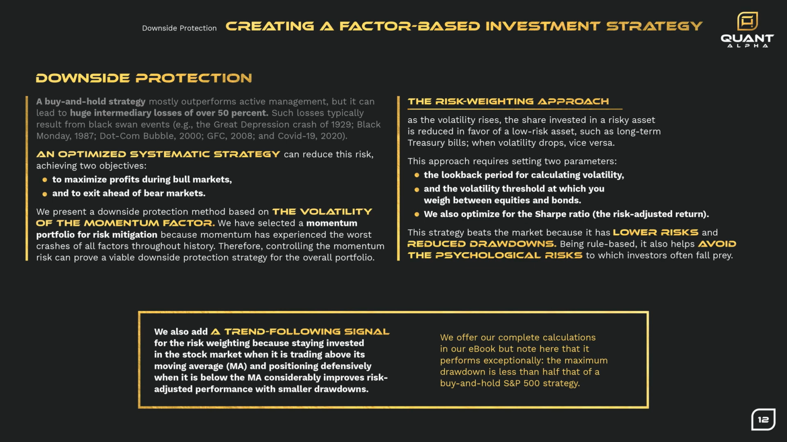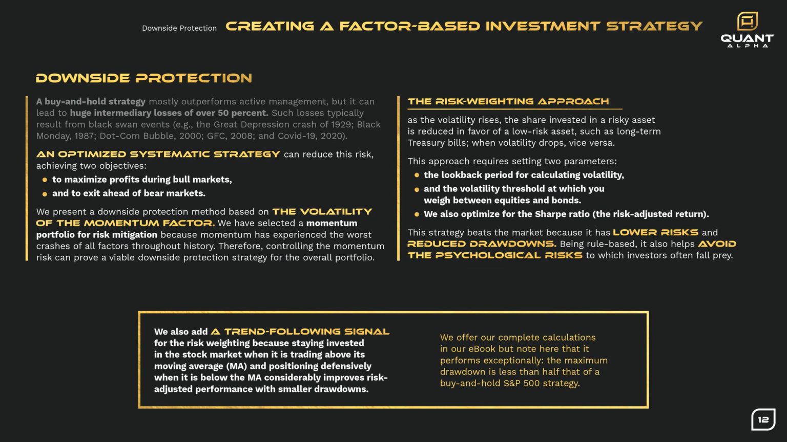This approach requires setting two parameters: the look-back period for calculating volatility and the volatility threshold at which you weigh between equities and bonds. We also optimize for the Sharpe ratio, the risk-adjusted return. This strategy beats the market because it has lower risks and reduced drawdowns. Being rule-based, it also helps avoid the psychological risks to which investors often fall prey.